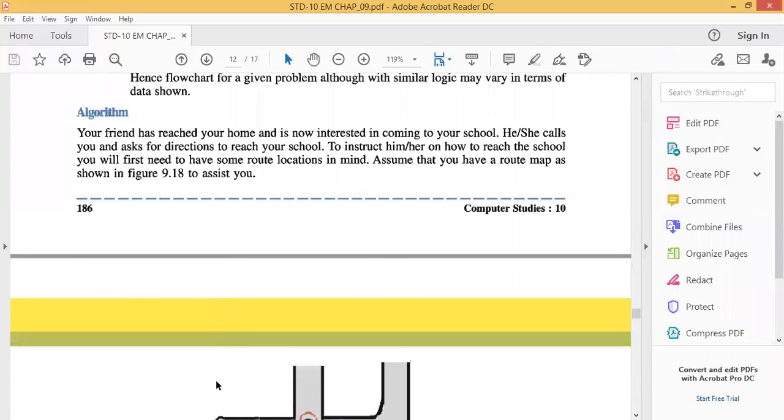Now next is algorithm. What is algorithm? Algorithm, flowchart, pseudocode, these are the simple problem solving steps. Your friend has reached your home and is now interested in coming to your school. She calls you and asks for directions to reach your school. To instruct her on how to reach school, you will first need to have some route location in mind.